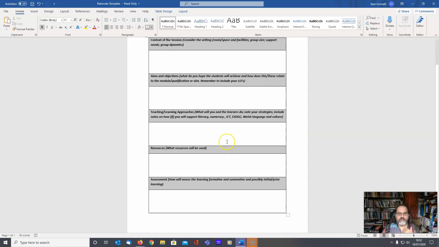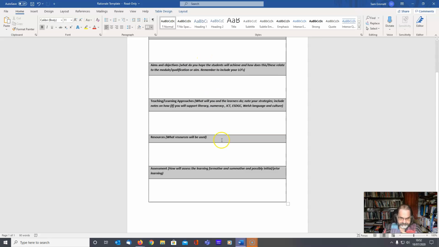Okay, so teaching and learning approaches. What will you and the learners do? Note the strategies, and include notes on how or if you will support literacy, numeracy, ICT or ESDGC, environmental sustainable development and global citizenship. And because I'm in Wales, we also have Welsh language and Welsh culture to consider.